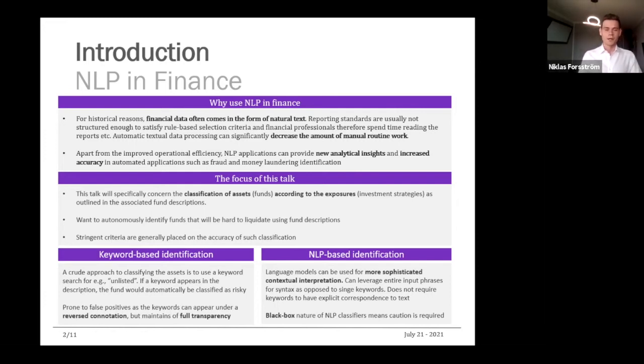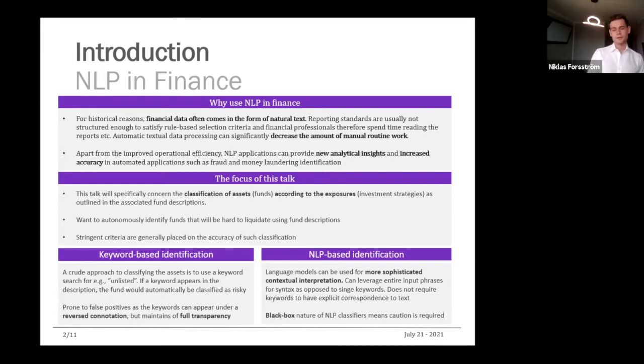accordingly. What makes this a bit tricky is that normally in a finance setting, there are stringent criteria placed on the accuracy of such classifications. So you don't want your classifiers to give false positives. That is, we don't want to classify assets that should not be restricted as if they were actually restricted.